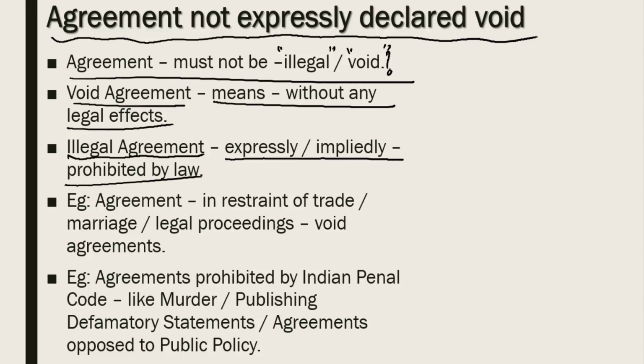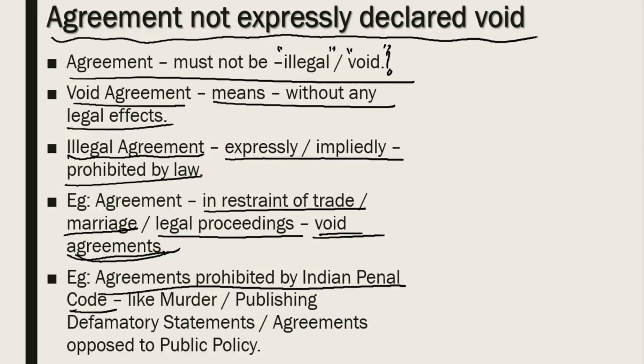If you are going to enter into an agreement which restricts you from carrying out any trade, or restricts you from marriage, or from legal proceedings, they are void agreements. Put otherwise, if an agreement is going to result in restraint of trade, marriage or legal proceedings, then we call it a void agreement. Then what is an illegal agreement? Agreements prohibited by the Indian Penal Code, like for murder, publishing defamatory statements, or agreements opposed to public policy, are all illegal agreements. Fine. So what you have to ensure is the agreement is not void and not illegal.